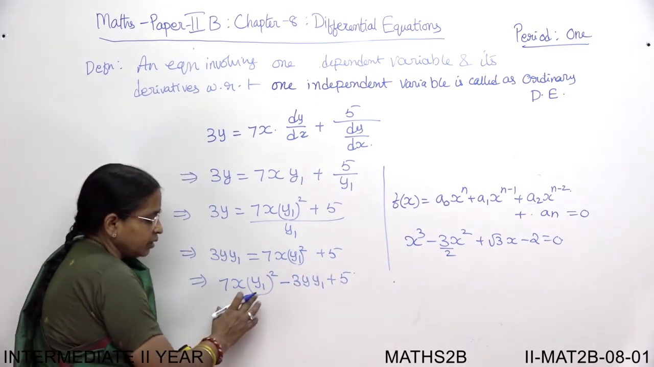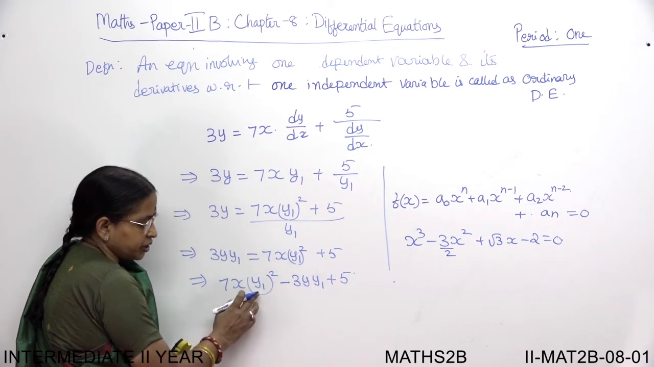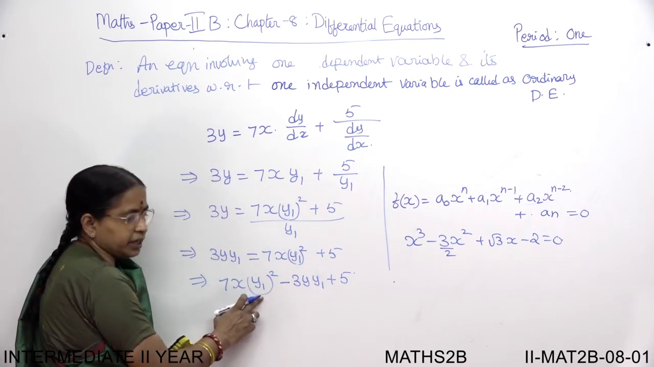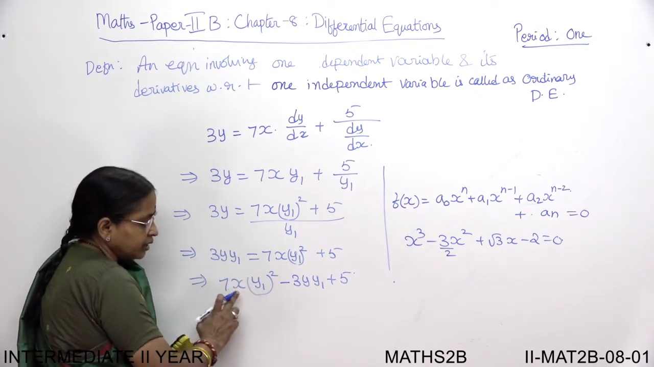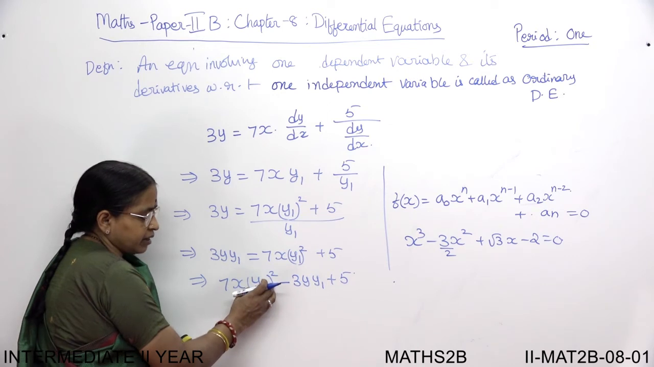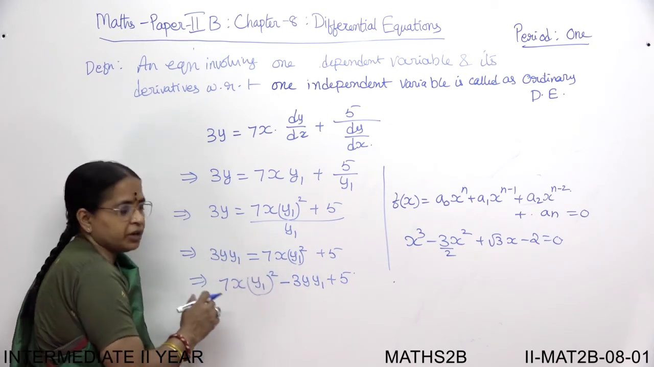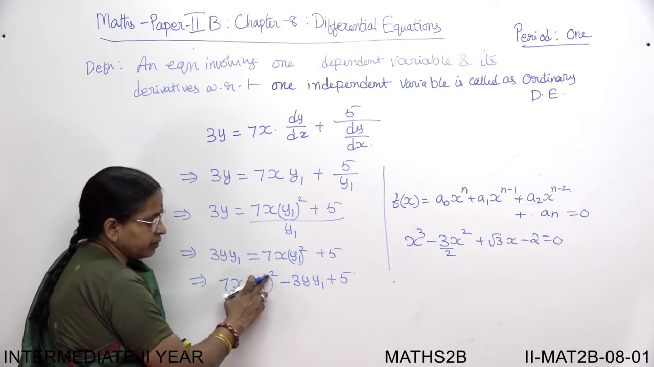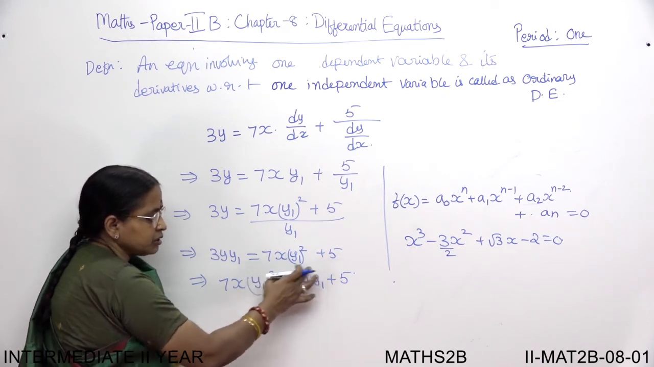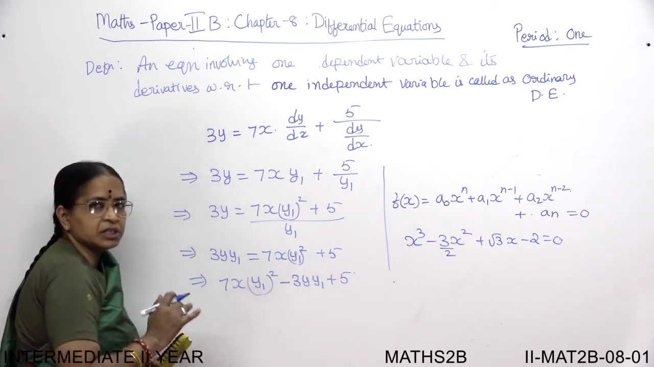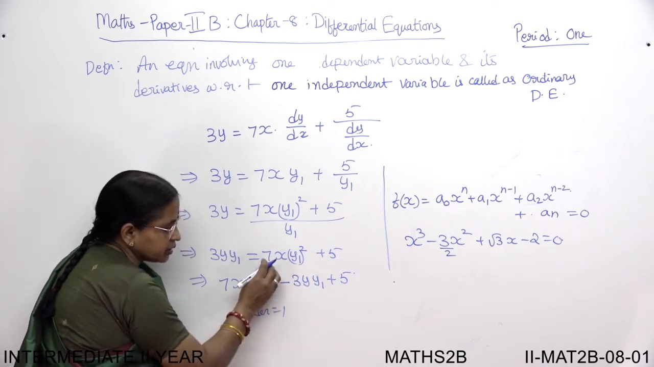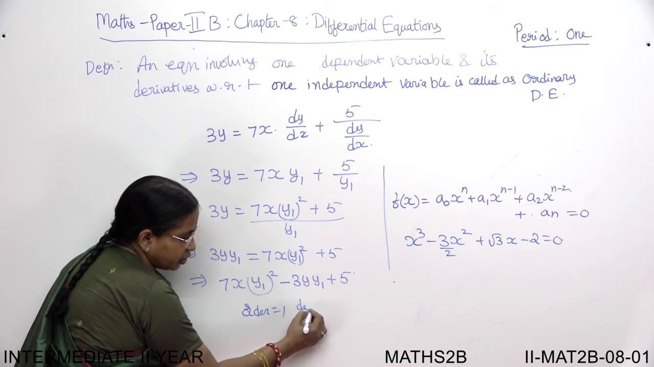The order of the differential equation is 1 because the highest order derivative is dy by dx. The degree is the highest power of the highest order derivative. What is the highest power of y1 here? Here it is 1 and here it is 2. The greatest among these is 2. So the order is 1 and the degree is equal to 2.